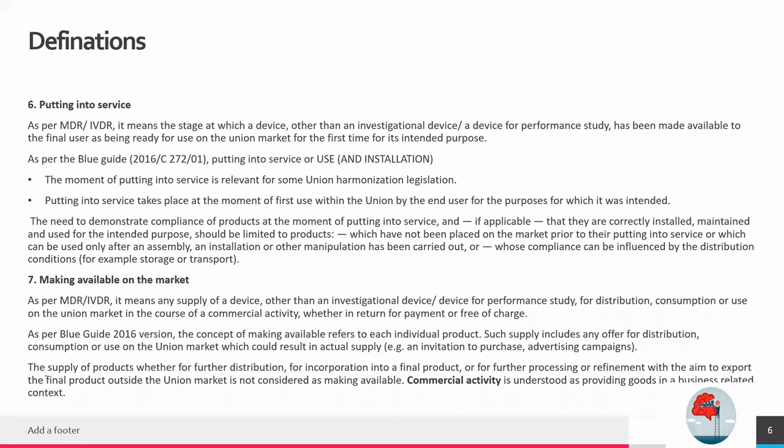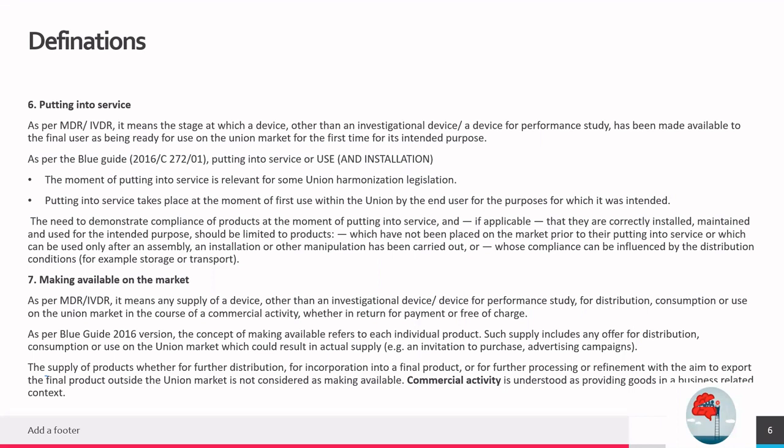As per MDR or IVDR, "making available" means any supply of a device, other than an investigational device or a device for performance study, for distribution, consumption, or use on the Union market in the course of commercial activity, whether in return for payment or free of charge.